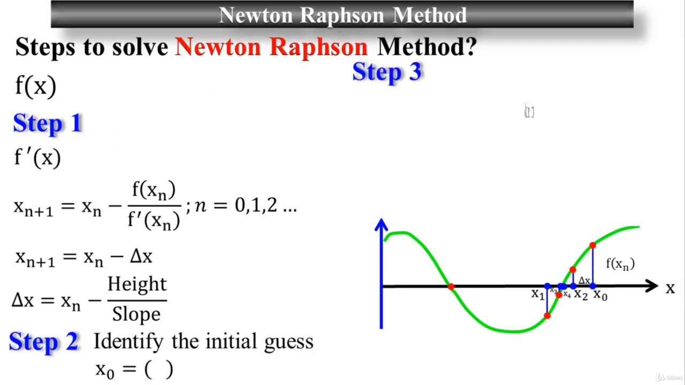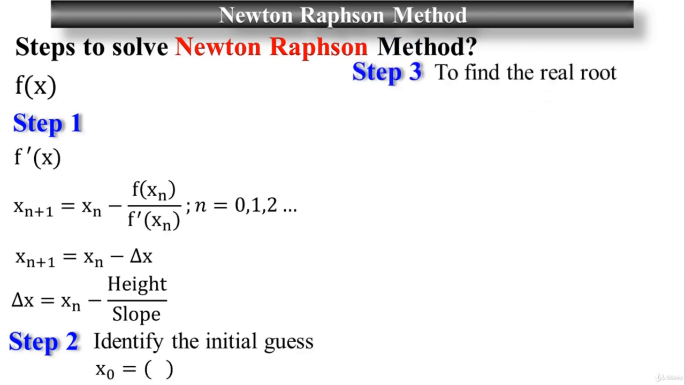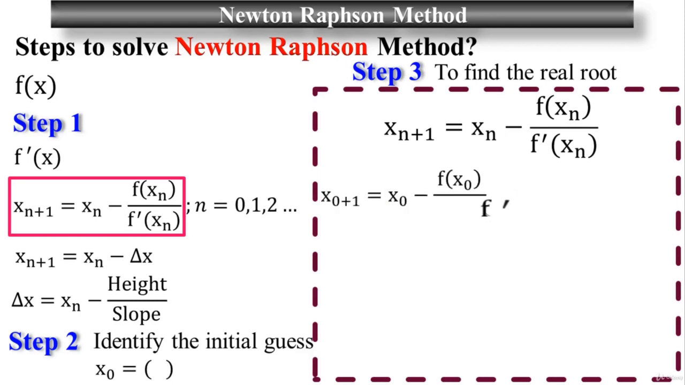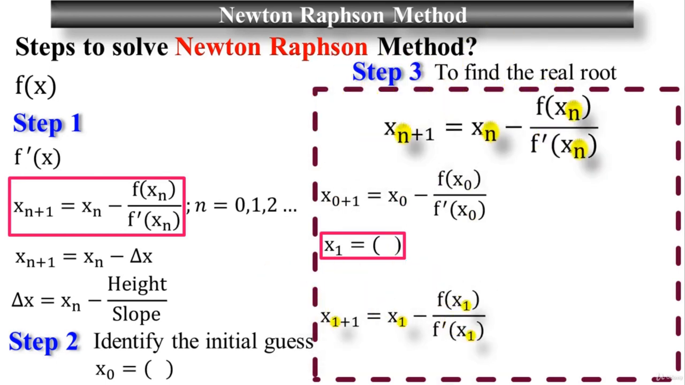In the third step, I'm going to find the real root. Once I find the real root, I will start the iteration process. The formula of the Newton-Raphson method is here: x sub n plus 1 equals x sub n minus f of x sub n over f prime of x sub n. Substitute the value of x sub n, which is the initial value, in the formula to get x sub 1. X sub 1 is the approximate value after the first iteration process. Repeat the same process and put the value of x sub 1 in the formula to get x sub 2. X sub 2 is the approximate value of the second iteration process.